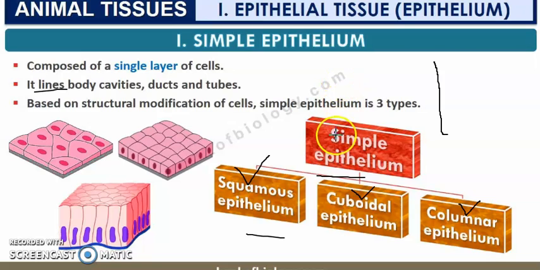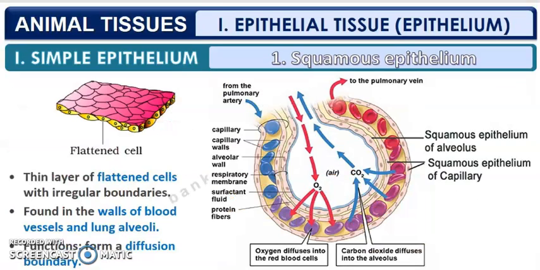And based on what is the simple epithelium divided? It is based on the structural modification of cell, right? Based on that they are divided into 3 types, right? So it is squamous epithelium, cuboidal epithelium and columnar epithelium. Let us learn about each one of these in detail. Let's first discuss the squamous epithelium, right?